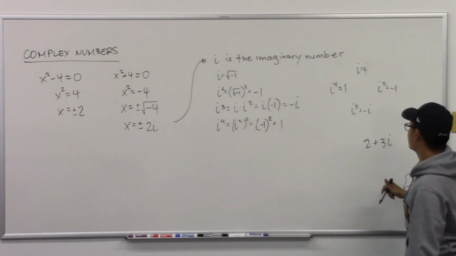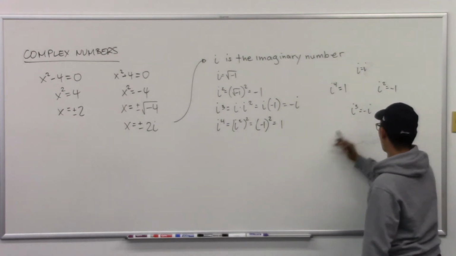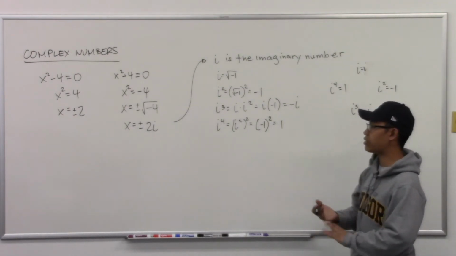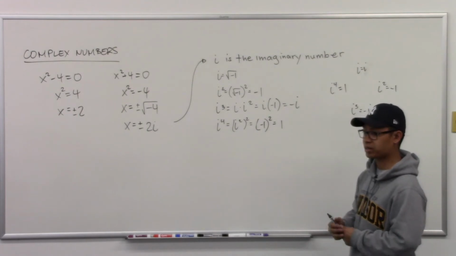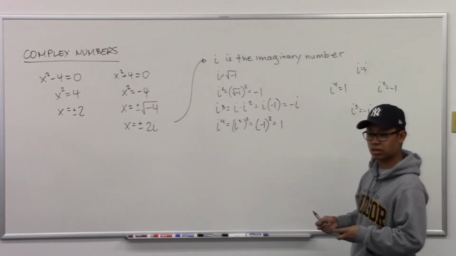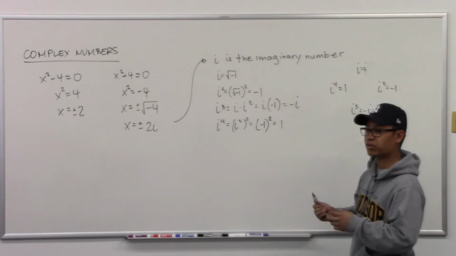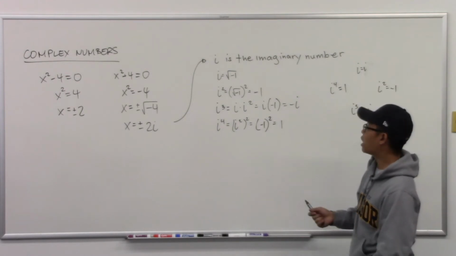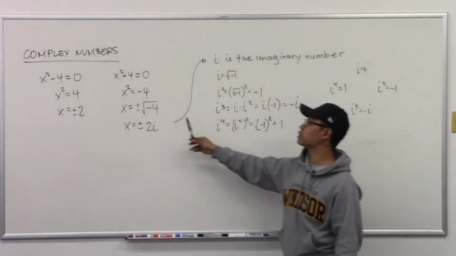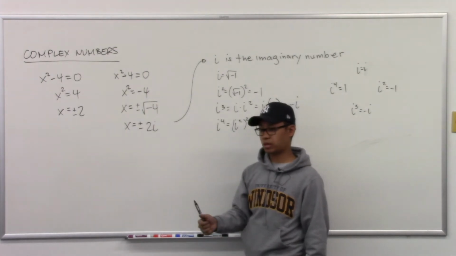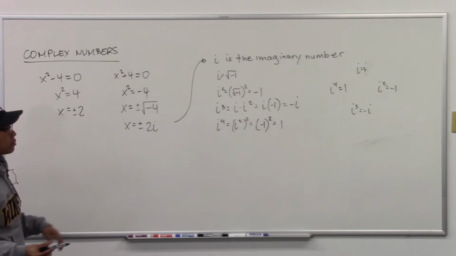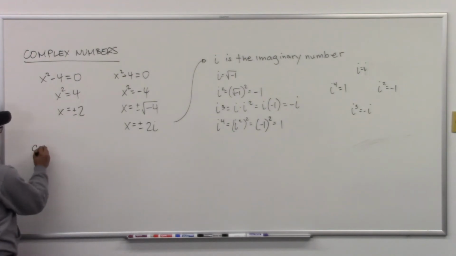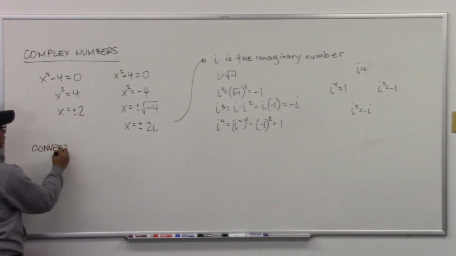Okay? So why do we do this? Complex numbers have uses in electrical engineering, in physics, and we use i in different real-life scenarios. But it allows us to have a solution to this problem. Okay? So let's work on converting complex numbers.